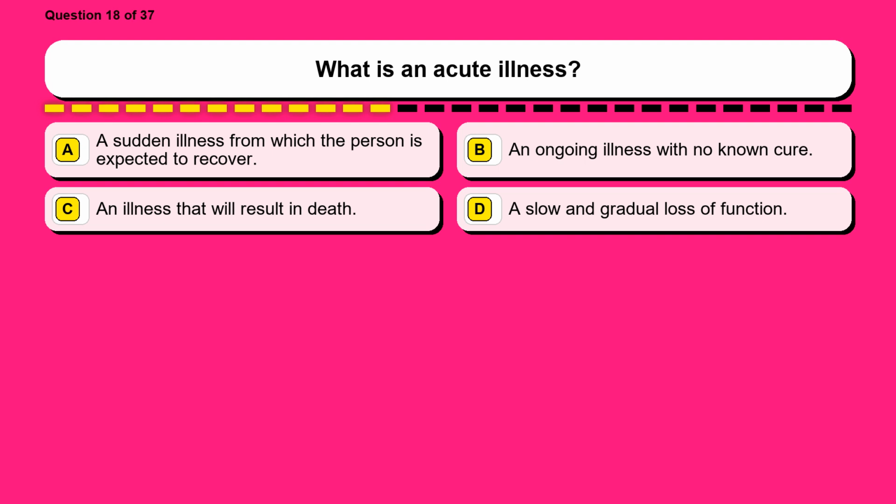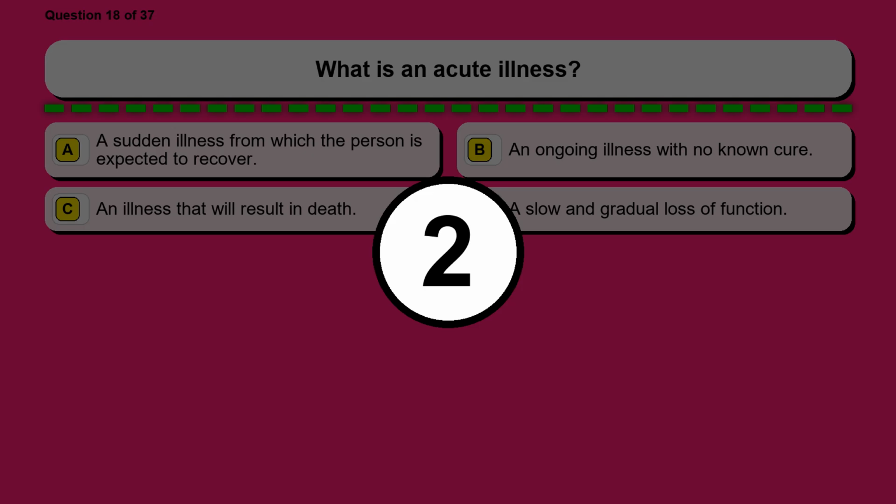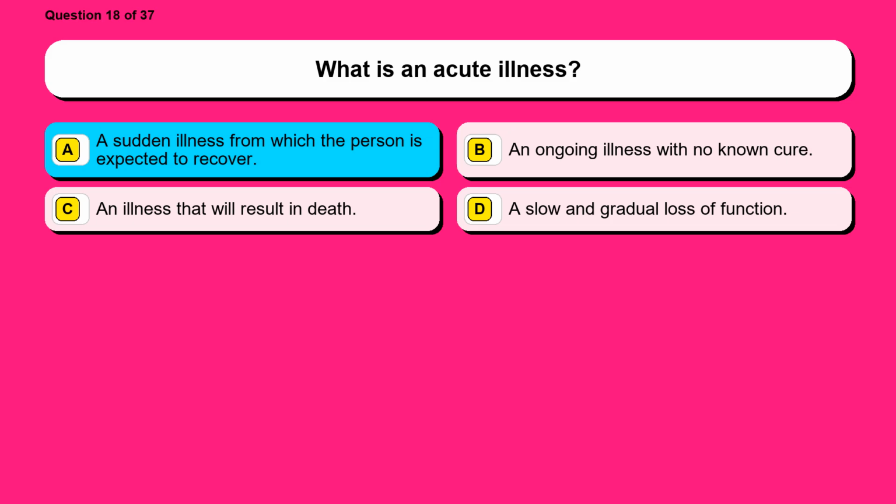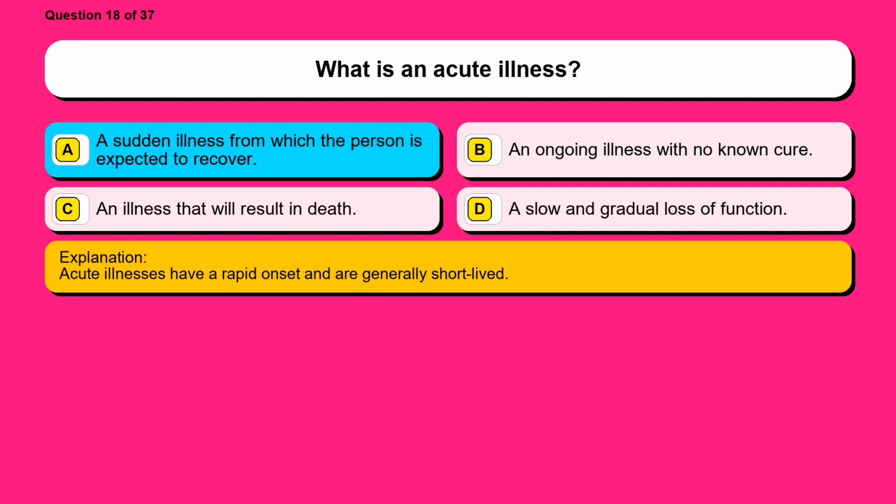Option B. An ongoing illness with no known cure. Option C. An illness that will result in death. Option D. A slow and gradual loss of function. The correct answer is option A. A sudden illness from which the person is expected to recover. Acute illnesses have a rapid onset and are generally short-lived.